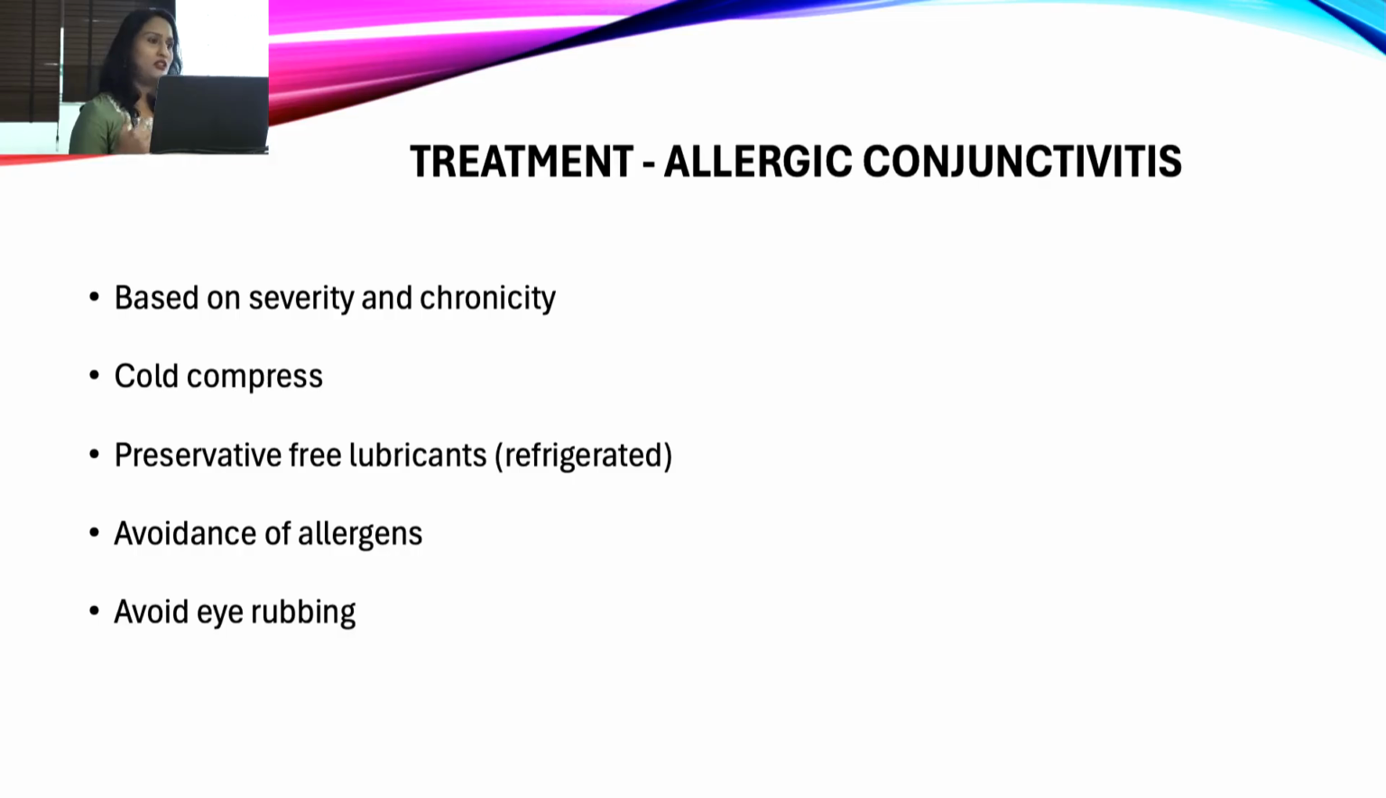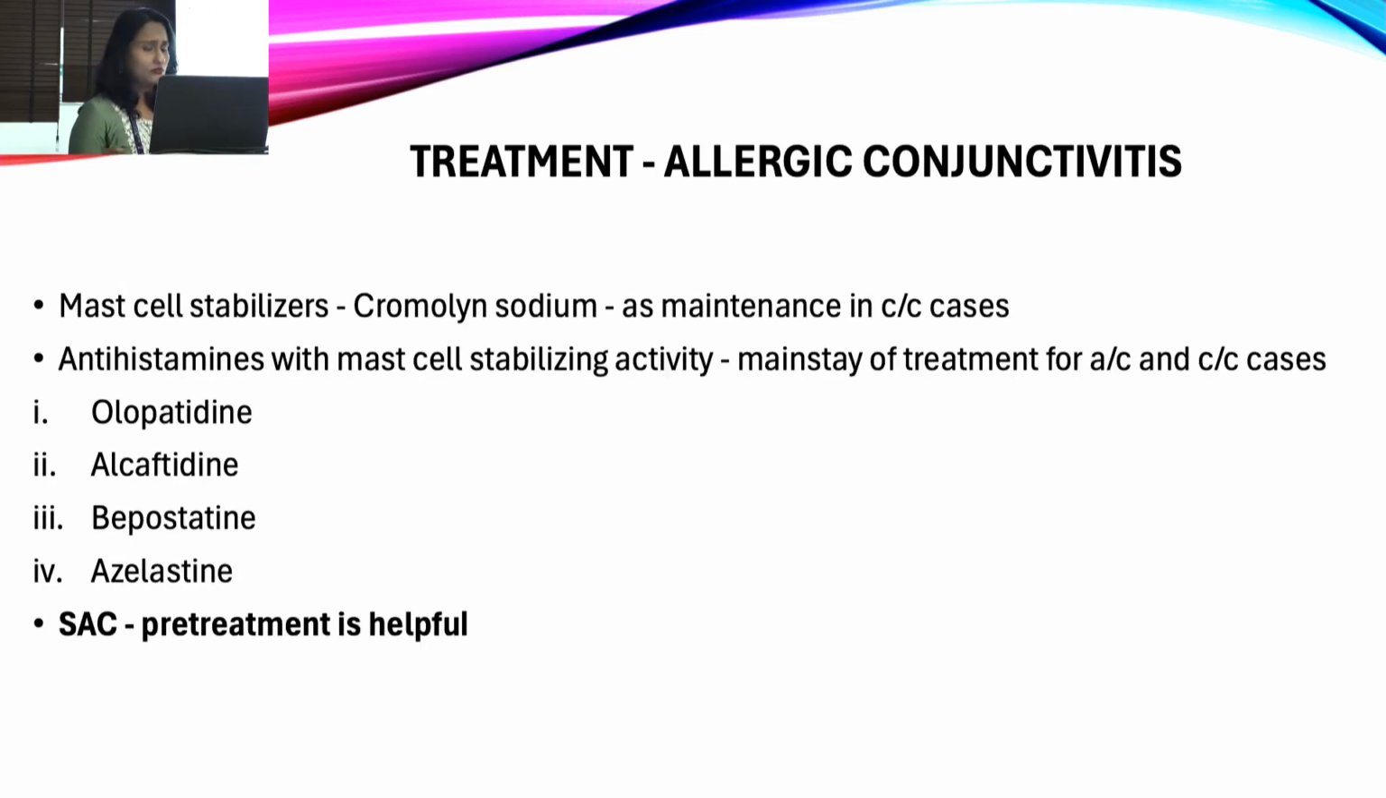So treatment is basically based on severity and chronicity. We tell them cold compresses, preservative-free lubricants which can be refrigerated, because they can apply these cold refrigerated lubricants whenever they feel the need to, so that they can avoid eye rubbing. The drugs that we give are usually mast cell stabilizers like cromolyn sodium, antihistamines like olopatadine, alcaftadine, bepotastine. In seasonal allergic conjunctivitis, when we know that the season of allergy is coming, we can give them pre-treatment with these anti-allergies.